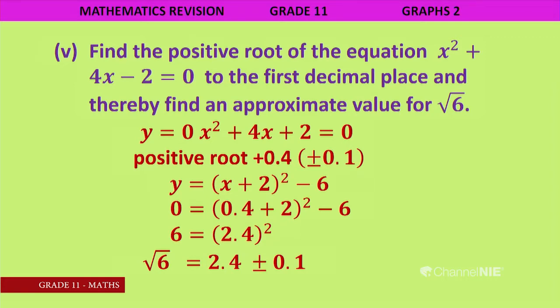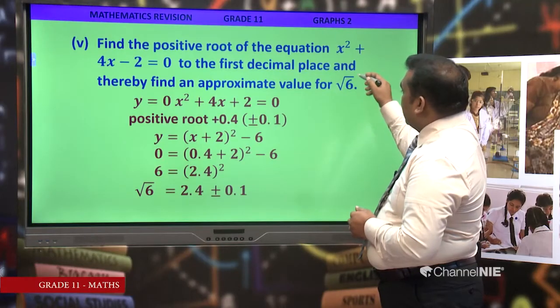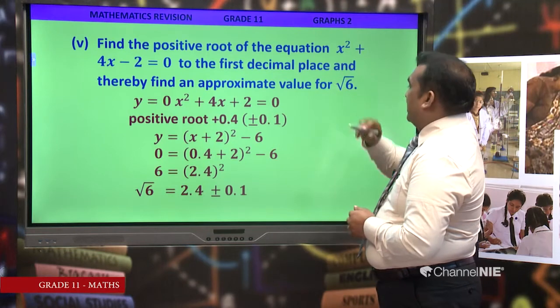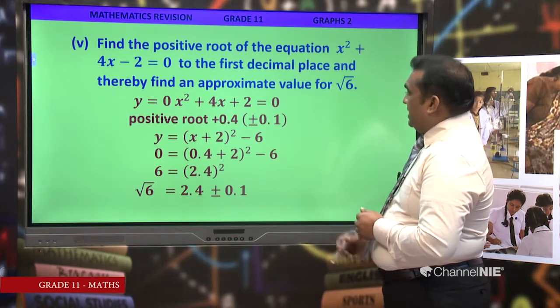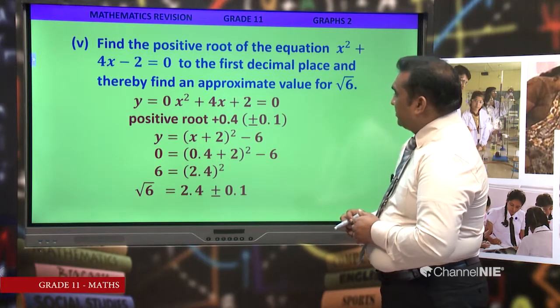Plus or minus 0.1 means if you have 0.5 or 0.3, you will get the total marks. Right. Now, we want to find out the value of root 6, the positive root of 6. Then how to do it?